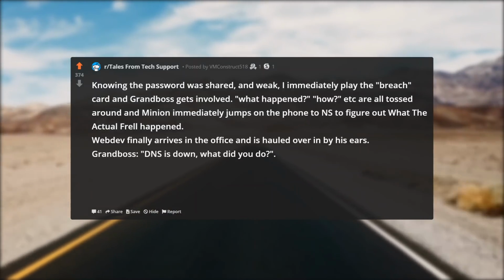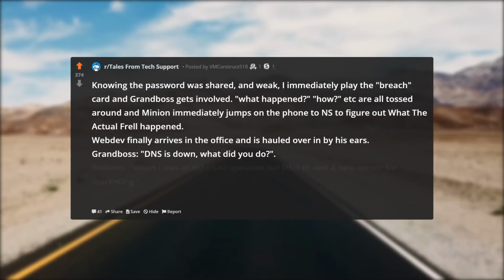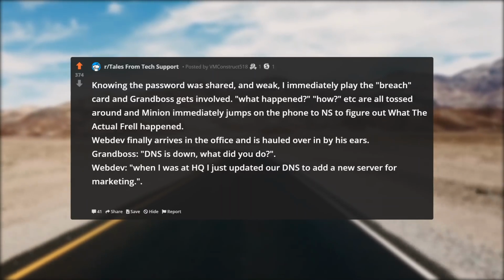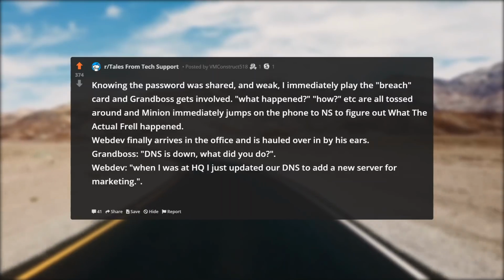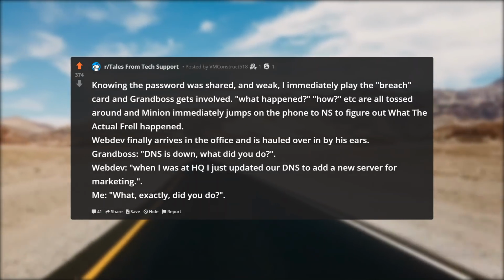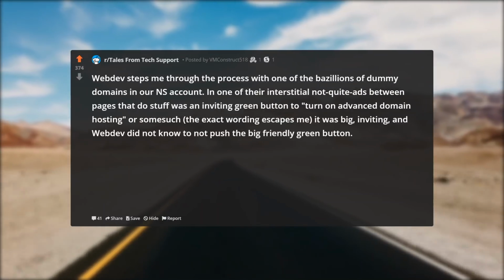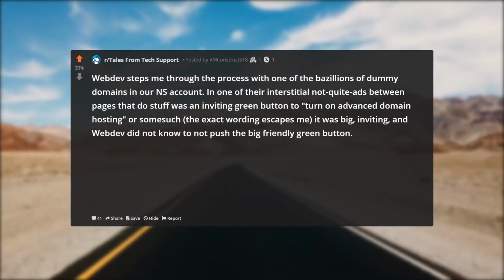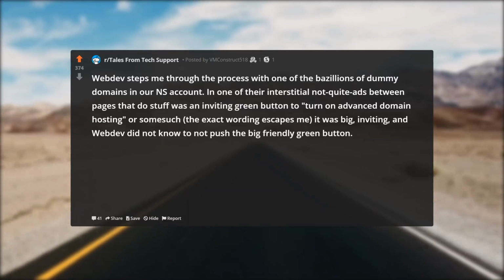Grandboss: DNS is down, what did you do? WebDev: When I was at HQ, I just updated our DNS to add a new server for marketing. Me: What exactly did you do? WebDev steps me through the process with one of the bazillions of dummy domains in our NS account.